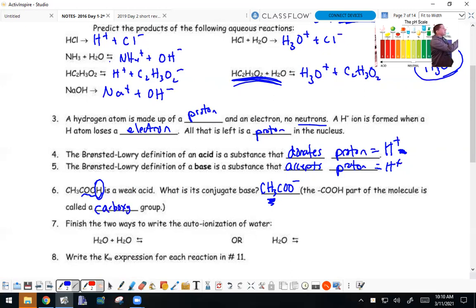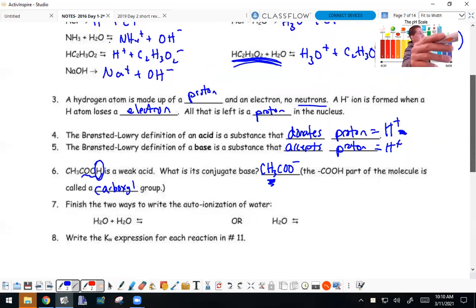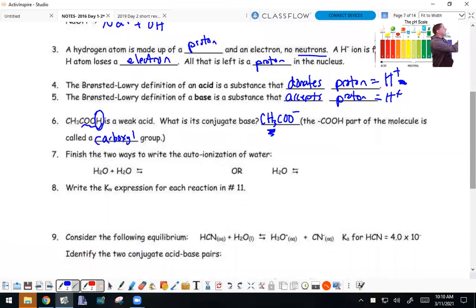Carboxyl, you're going to see a lot of them with this because they use a lot of organic acids with pH. Finish the 2 ways to write the autoionization of water. So we're going to spend a lot of time with this today.